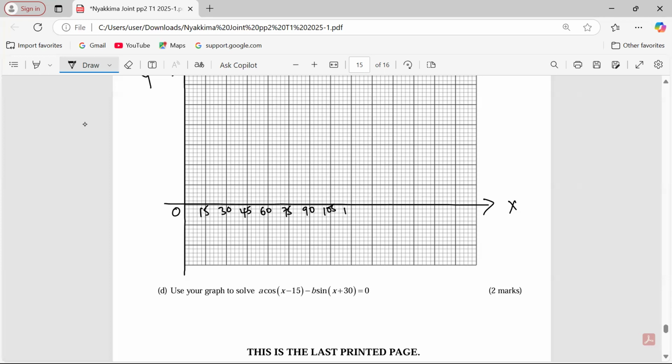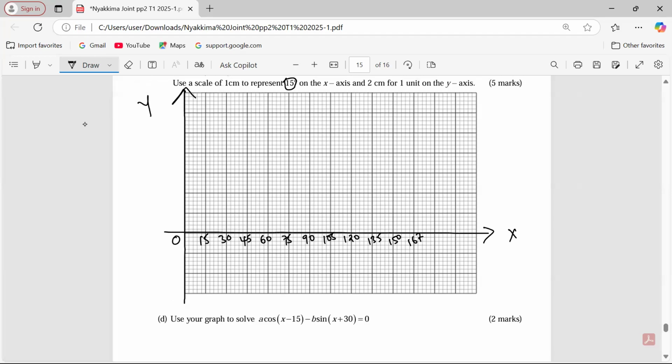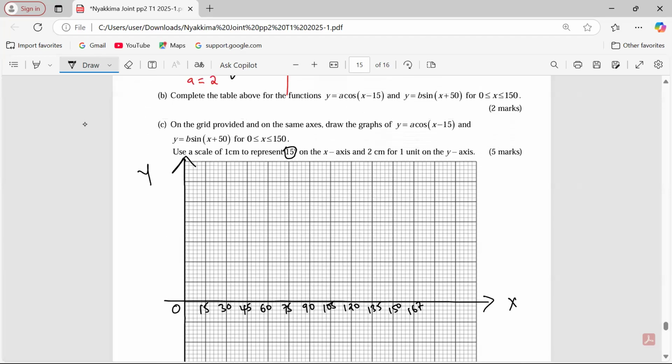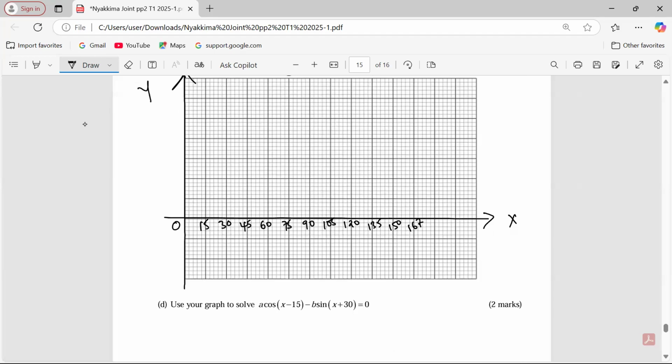Then when we add 15, we go to 120, 135, 150, 165, like that. Then on the other axis, we are told to use a scale of 2 centimeters for 1 unit. So 2 centimeters for 1 unit means these are 0.5, then 1 unit after 2 squares. Like that.